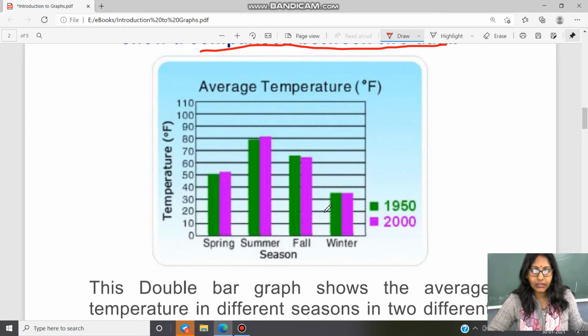Here I am plotting a double bar graph in which this axis is called the x-axis and this axis is called the y-axis. The x-axis represents season and the y-axis represents temperature. Here this green bar represents the temperature of the year 1950 and this purple bar represents the temperature of 2000. So in this double bar graph we can compare the temperature of the seasons of two years in the same graph.